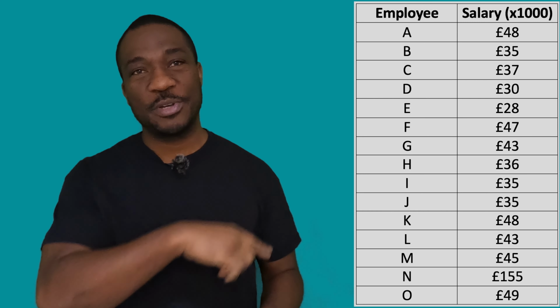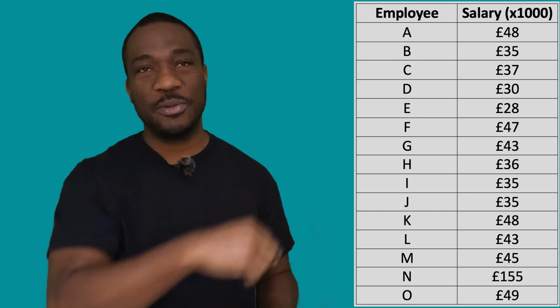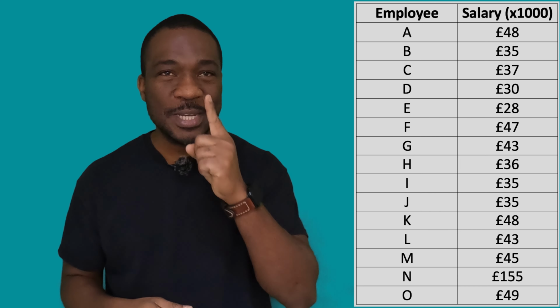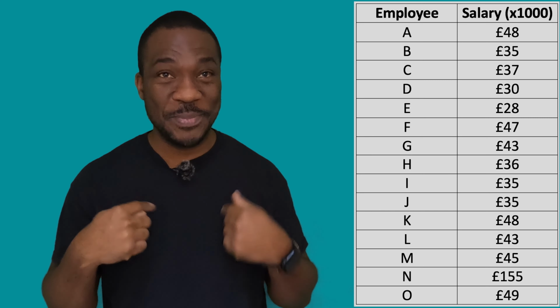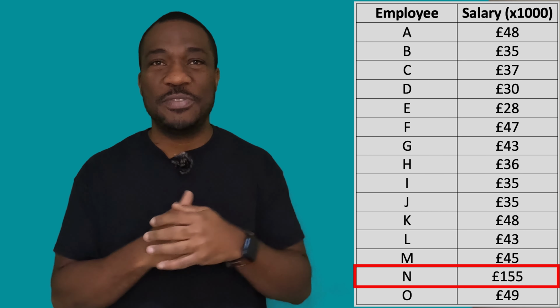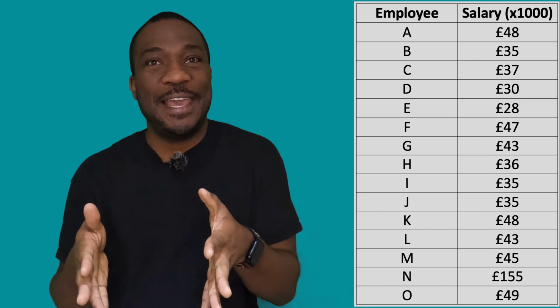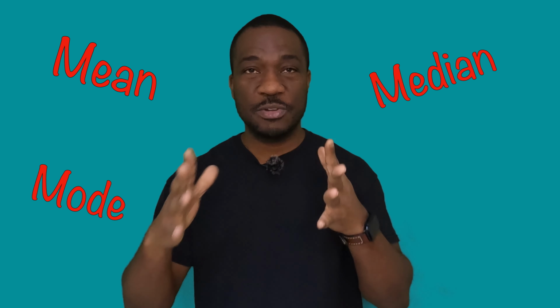Now on my salary structure, I've got various different employees working, which I decided to call A, B, C, D and so on. And there's one employee down the bottom there, that's me, that's earning £155,000 a year. I want to see how that's going to affect my different forms of averages as we go through. Now in this video, we are going to be covering things like mean, the mode, the median, the range, and so on.